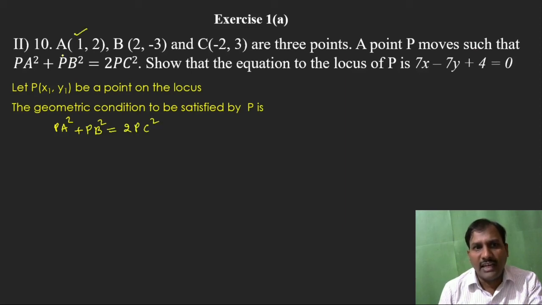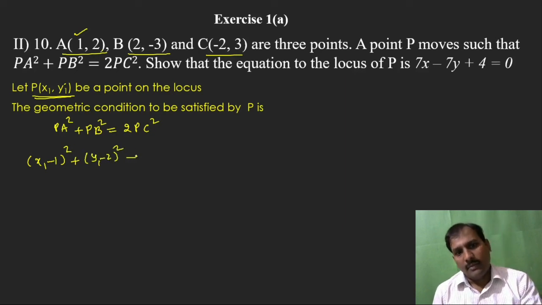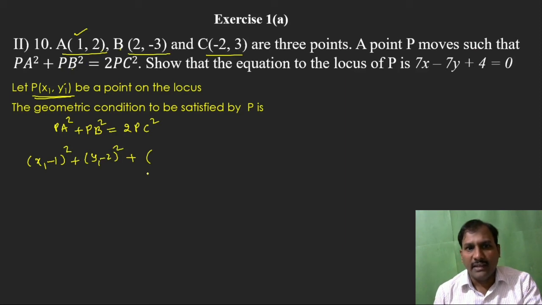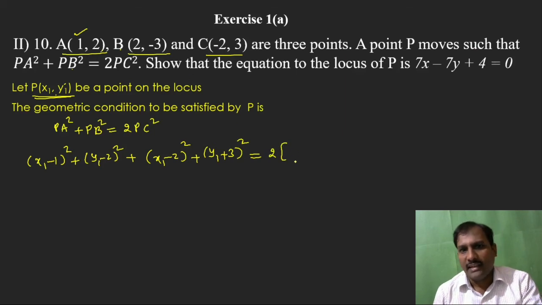So here they have given A 1 comma 2, B 2 comma minus 3, C minus 2 comma 3, and P x1 y1. So let us substitute the distance between P and A. So that is x1 minus 1 whole square plus y1 minus 2 whole square plus PB square, the distance between P and B, that is x1 minus 2 whole square plus y1 plus 3 whole square is equal to 2 times PC square, the distance between P and C, that is x1 plus 2 whole square, next y1 minus 3 whole square.